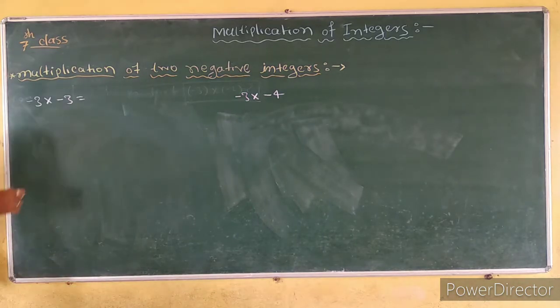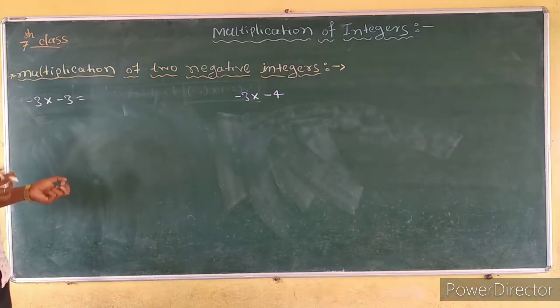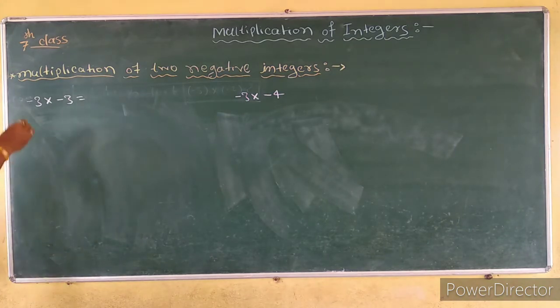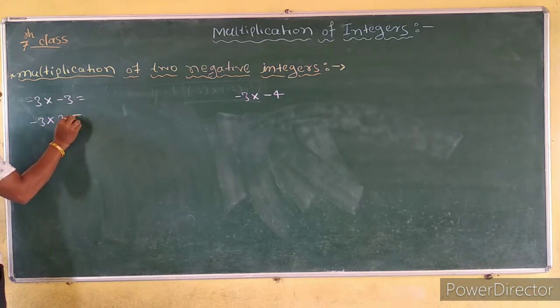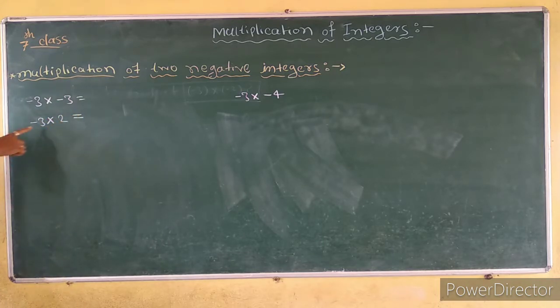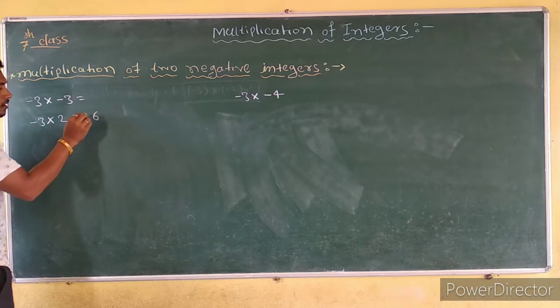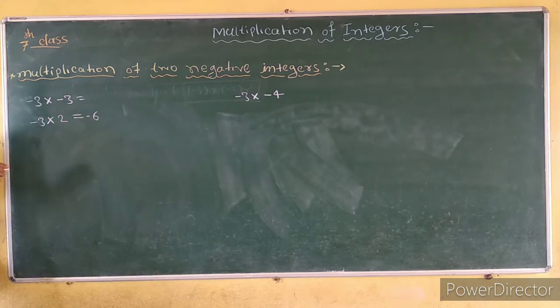Okay, now we have to solve this example by using the previous observation table. See here, minus 3 into, take any one positive integer, 2, is equal to... 3 twos are 6. Is it right? 6, and take the minus sign for the product. This multiplication you already learned about in the previous class.